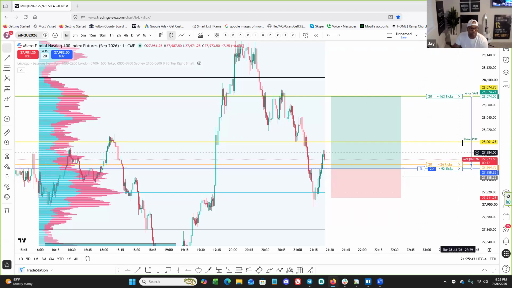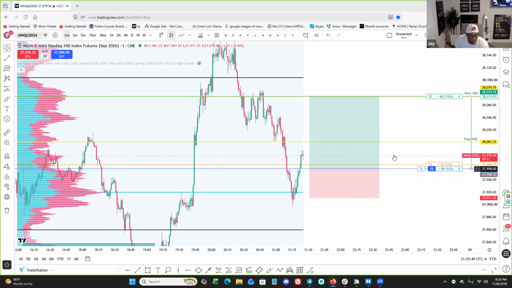That's where we're at. And let's see if we can get pushed up over to this prior POC. This is from the overnight cash session. Yeah, that's where we are.